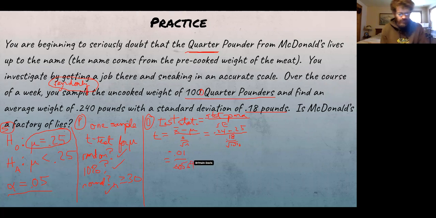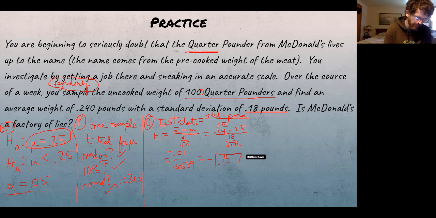There you go, 0.00569. Oh man, I think I went overboard with this. No, it'll be good. So I divide that. So 0.01 divided by that number gives me negative 1.757. And just as a reminder, this is our T test statistic.